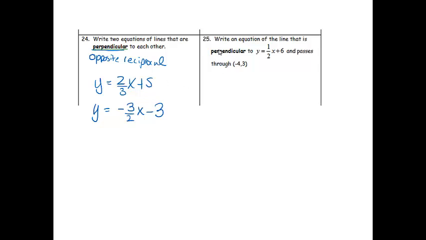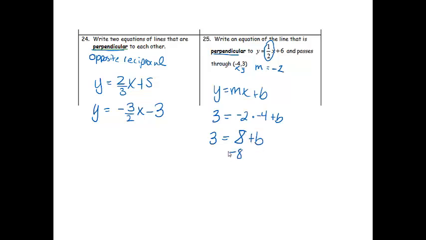Okay, 25. Write an equation of the line that is perpendicular to y = 1/2 x + 6 and passes through (-4, 3). Well, if the slope is 1/2 and it's perpendicular, my new slope is going to be -2 over 1, or just -2. Okay, this is my x, this is my y. So we've got y = mx + b. My y is 3 = m, which is -2, times my x, which is -4, plus b. Okay, then I get 3 = -2 times -4 is 8, plus b. To solve for b, we'll subtract 8 from both sides, so I'll get b is equal to -5.